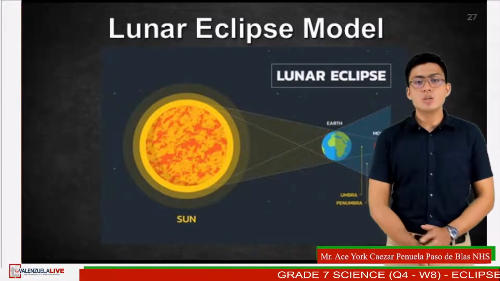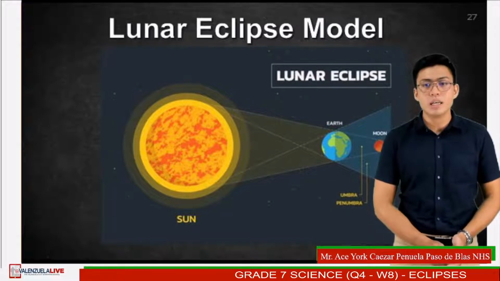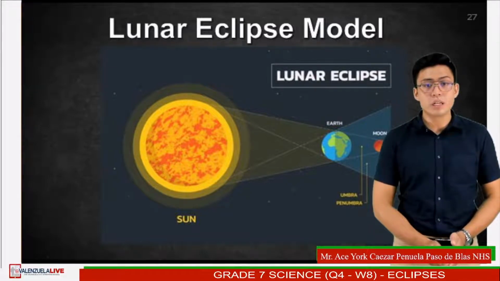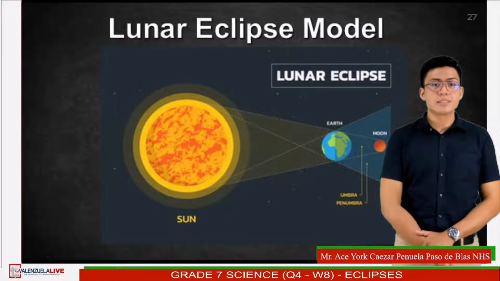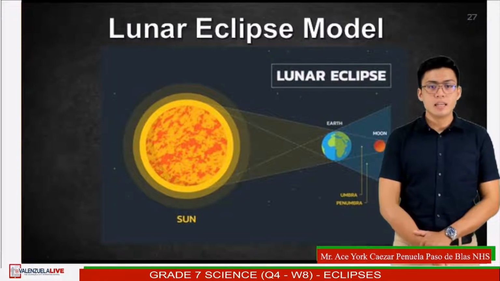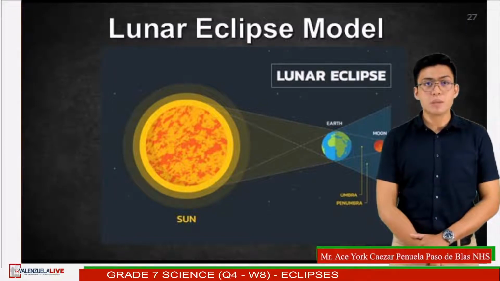If you saw the lunar eclipse last Wednesday, May 26, 2021, it is an example of a lunar eclipse. This is a model of a lunar eclipse. Next one, you see the pictures of these types of lunar eclipse.